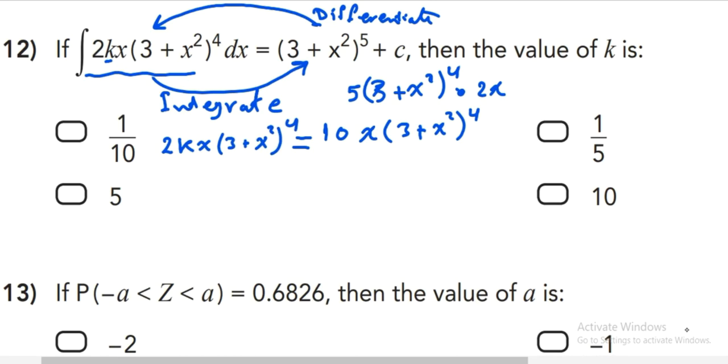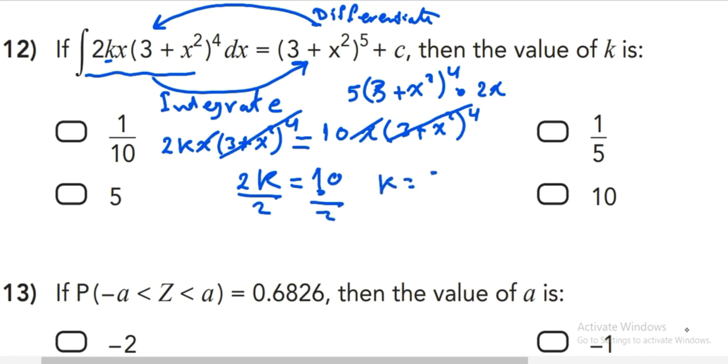And here in this question we'll use comparing between two sides. Cancel similar parts. Here this bracket is the same as this bracket, and x is the same x. Still 2k equal 10. So simply we'll divide by 2, then k equal 5. So this is the final answer.